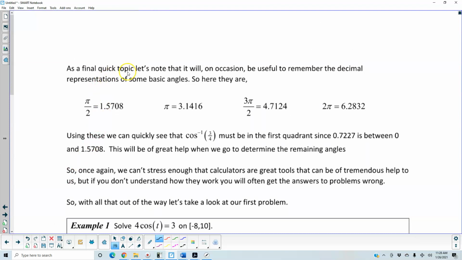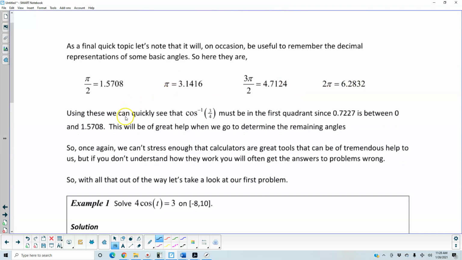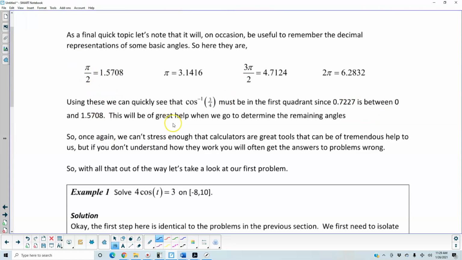So as a final quick topic, let's note that it will on occasion be useful to remember the decimal representations of some basic angles. So here they are. Pi over 2 is equal to 1.5708. Pi is 3.1416. 3 pi over 2 is equal to 4.7124. And 2 pi is equal to 6.2832. Now using these, we can quickly see that the cosine inverse of 3/4 must be in the first quadrant, since 0.7227 is between 0 and 1.5708. This will be of great help when we go to determine the remaining angles.